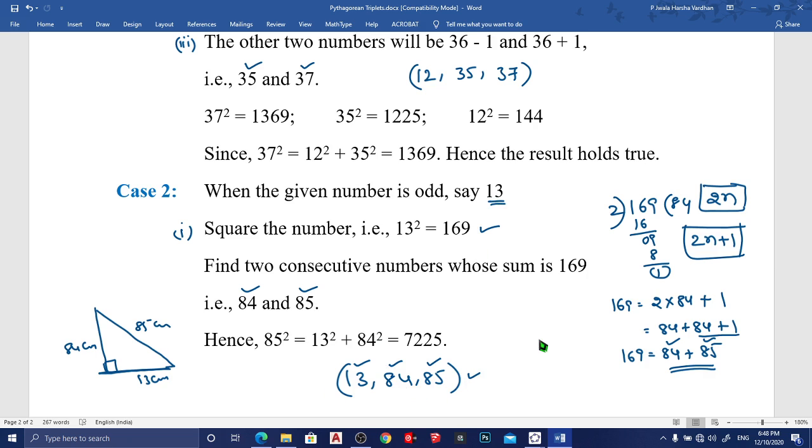So up to now I would like to end this session. In the next session I would like to explain the problems based on the Pythagorean theorem, the converse of the Pythagorean theorem, and the Pythagorean triplets.